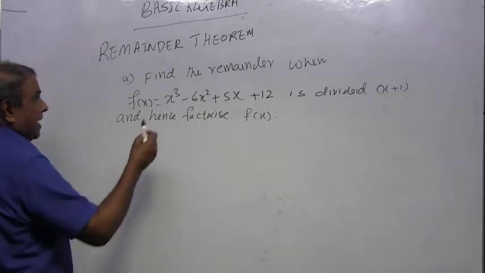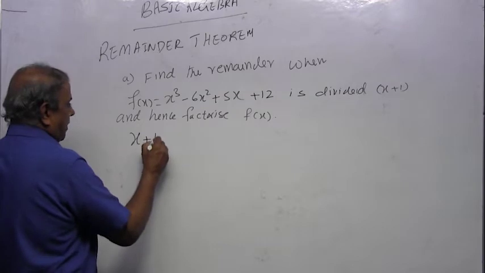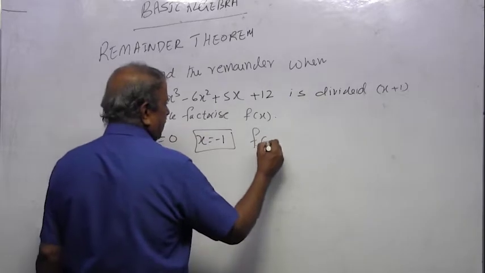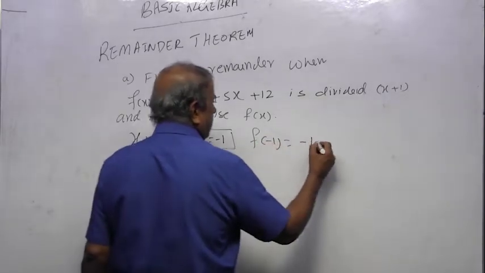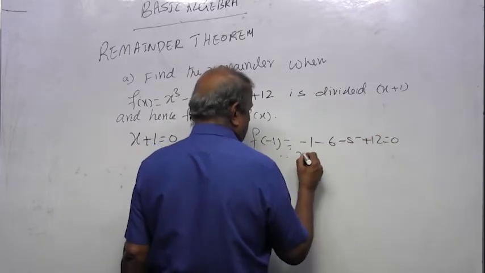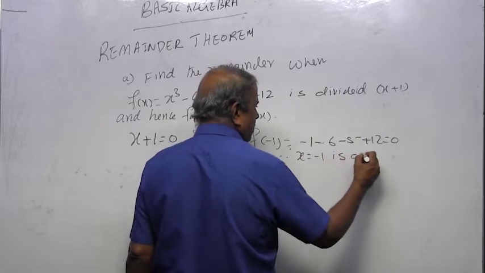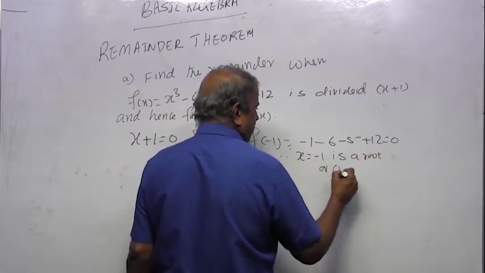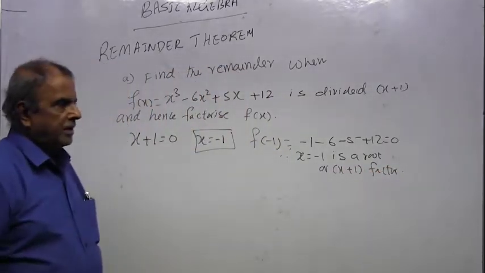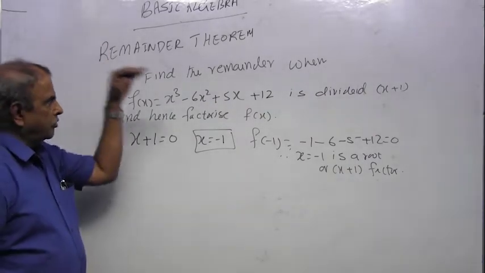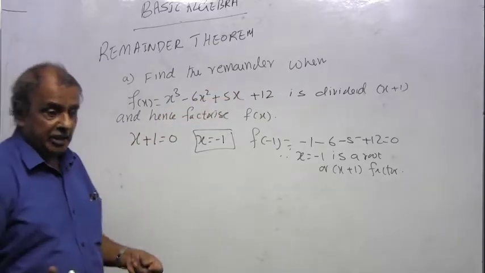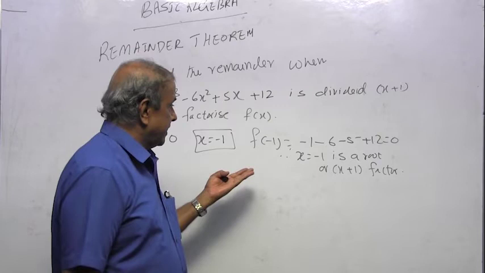Obviously, remainder, so we use the remainder theorem: x plus 1 equals 0, so x equals minus 1. What is f of minus 1? It is minus 1, minus 6, minus 5, plus 12, which equals 0. Therefore, x equals minus 1 is a root, or x plus 1 is a factor. Last time I told you how to solve a cubic or a 4-degree equation: you find one root, either given or by trial and error, and then you divide.